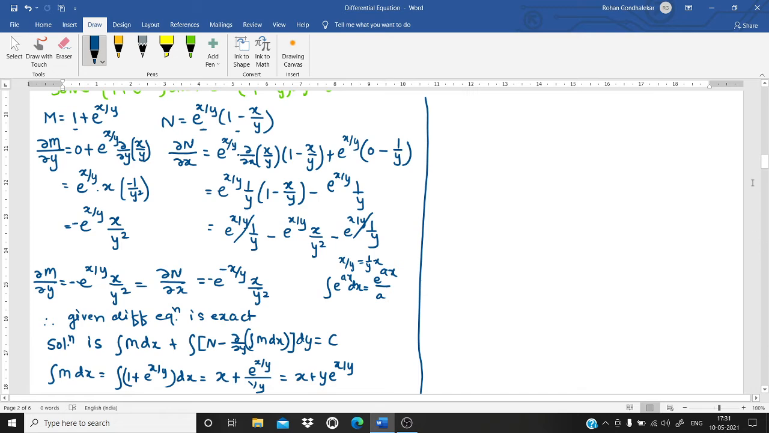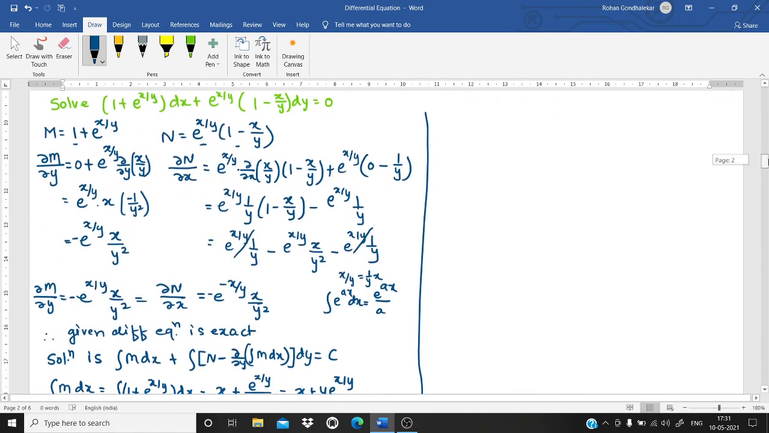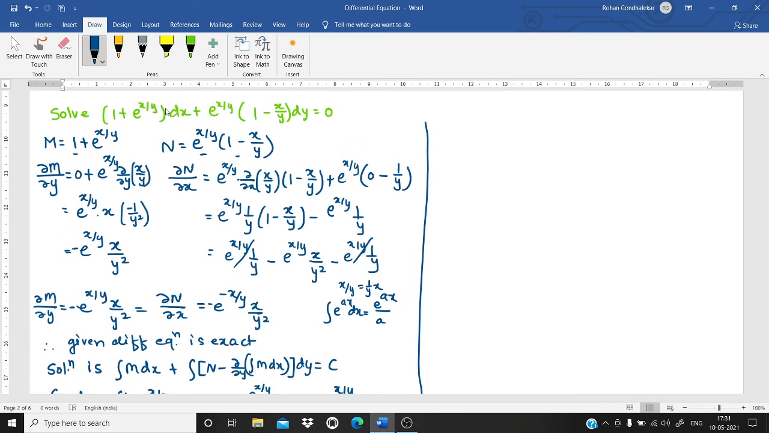Now come to the second term. Just a minute, I'll write the value of the integral of M dx. The integral of M dx is x + y e^(x/y). Clear? Now, the integral of N minus ∂/∂y of the integral of M dx. So what is its integral with respect to y?